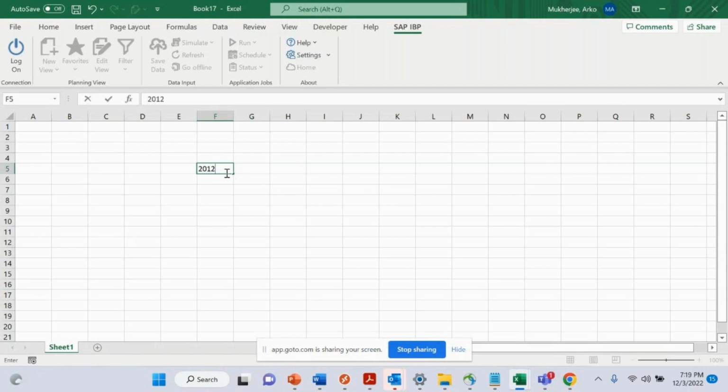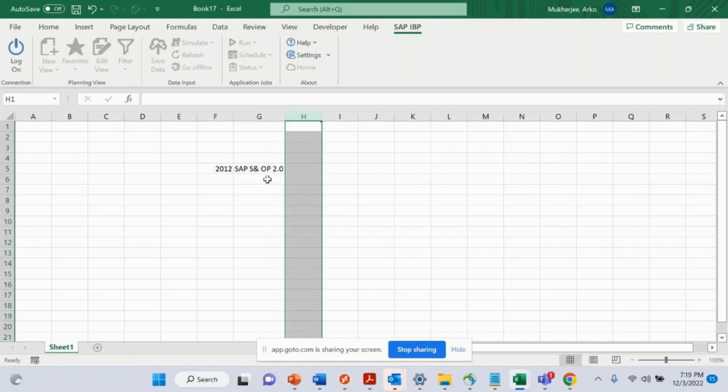So in 2012, the first IBP version was released, which they called SAP SNOP, Sales and Operation Planning, SAP SNOP 2.0. That was the first version released by SAP. When this 2012 version of IBP was released, there was a huge comparison between APO and IBP, like what IBP can do and what APO can do.